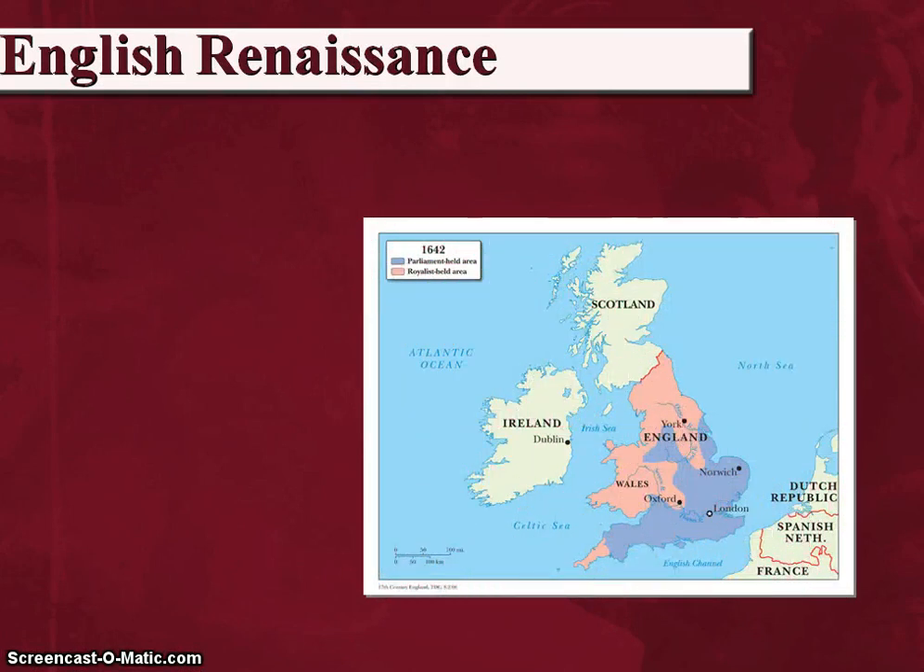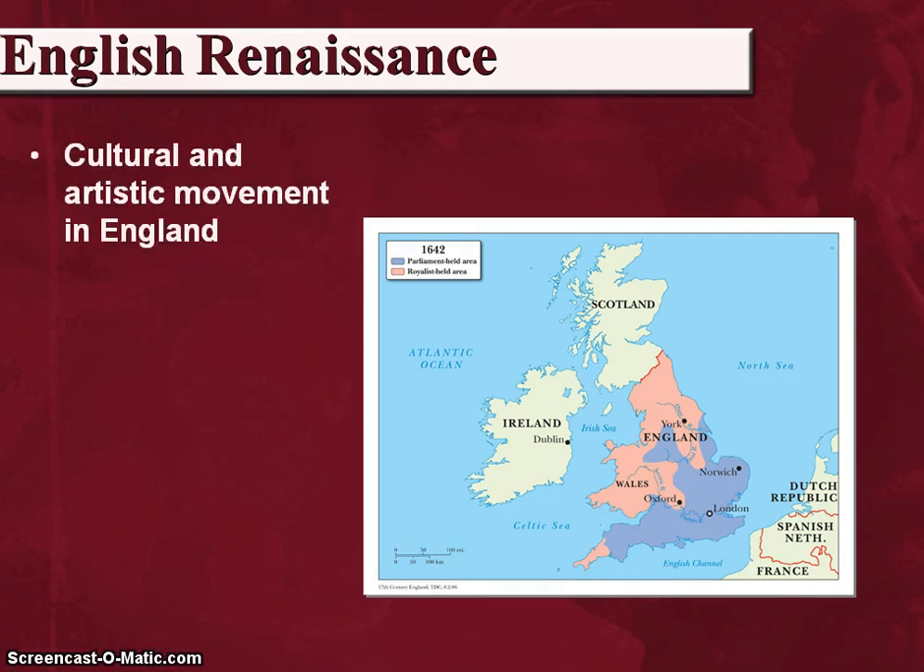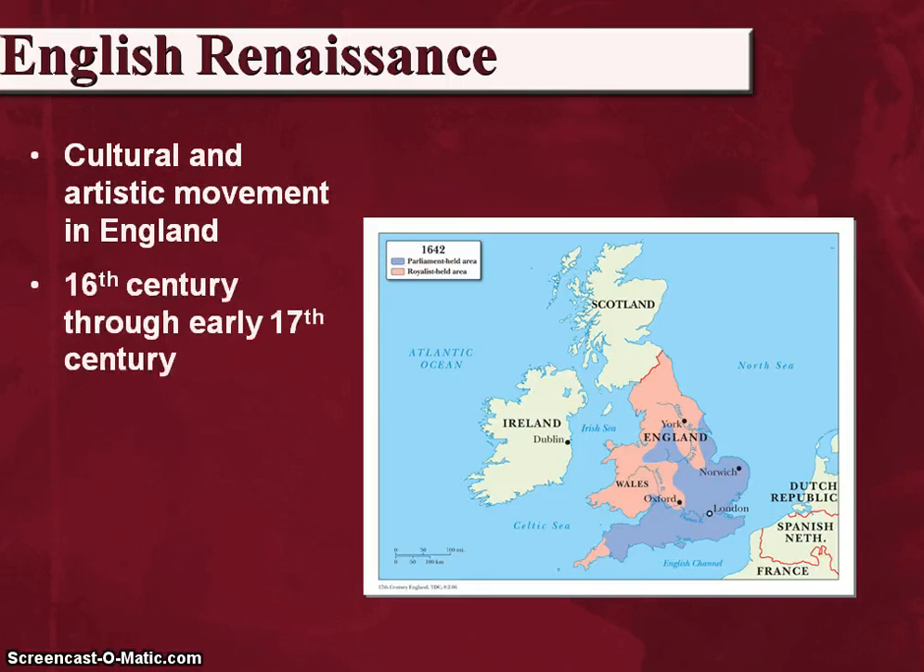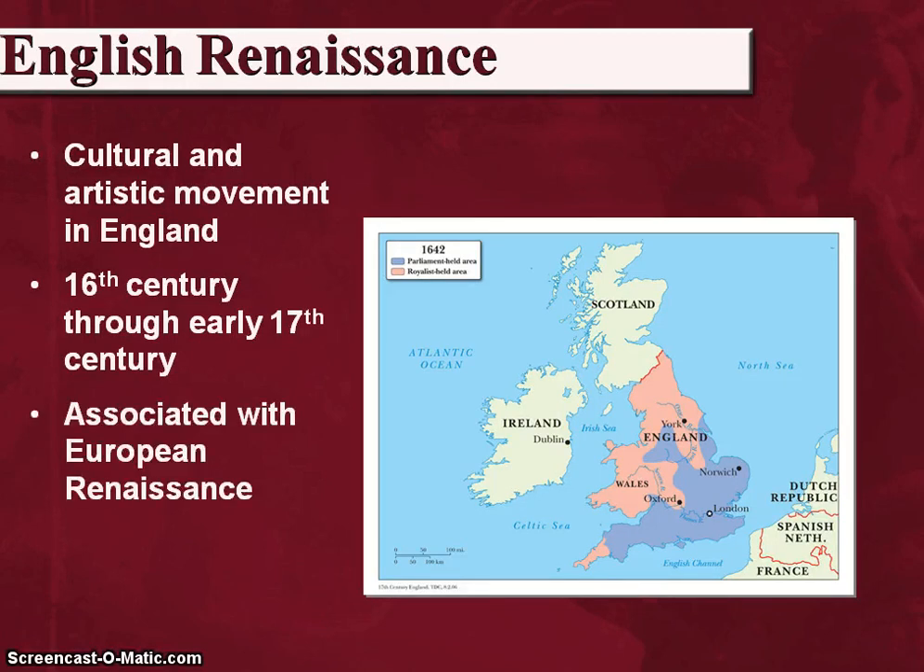So the English Renaissance was taking place during this time. We talked about that as well when we started going over Shakespearean sonnets. The word Renaissance sounds like kind of a stuffy word, but it was a cultural and artistic movement that occurred in England during the 16th and continued on through the early 17th century. The English Renaissance is associated with the European Renaissance, which was a time of great art and culture, which is believed to have its beginnings in Italy.